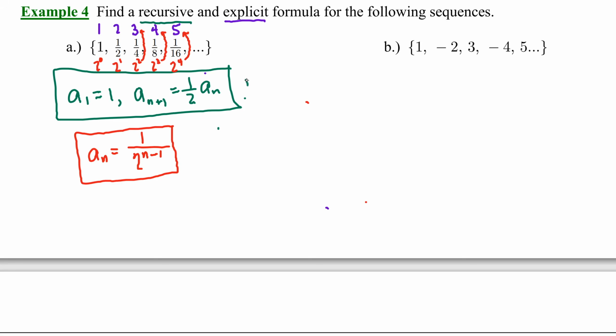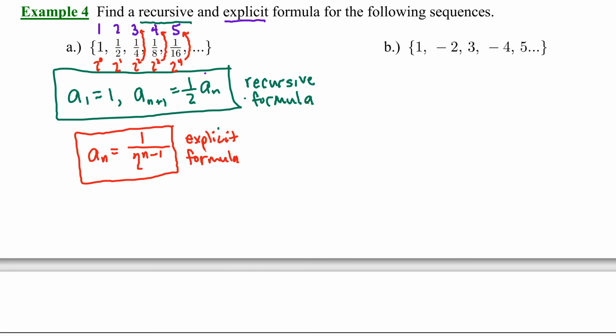So once again, the recursive formula defines each term of the sequence in terms of the one that came before, whereas the nth term, or explicit formula, defines the value of the sequence in terms of its position n. Let's try this with the next example.